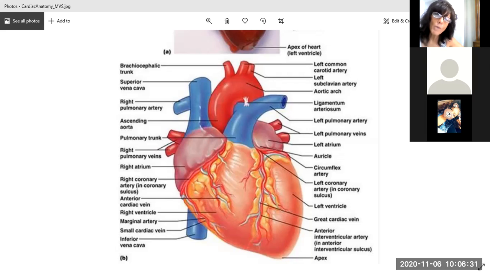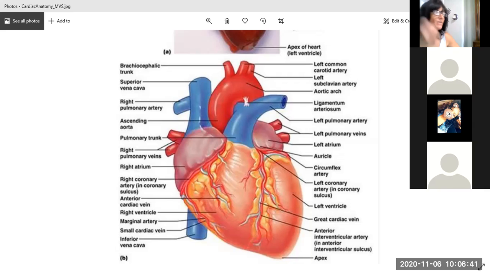When somebody has a heart murmur, what is it? If anybody knows what a heart murmur is, you can unmute your microphone and tell me. Irregular heartbeat? No, a heart murmur is a bad valve.